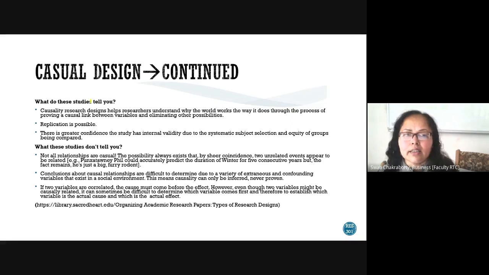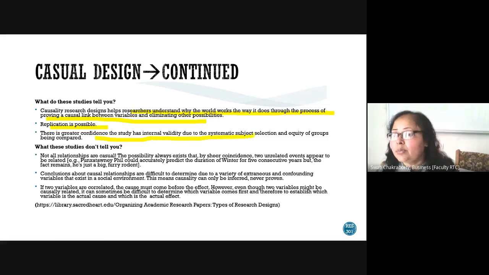So these studies actually tell us the following. They help researchers understand why the world works the way it does through the process of proving a causal link between variables and eliminating other possibilities. Replication is possible. There is greater confidence that the study has internal validity due to systematic subject selection and the equity of groups being compared.